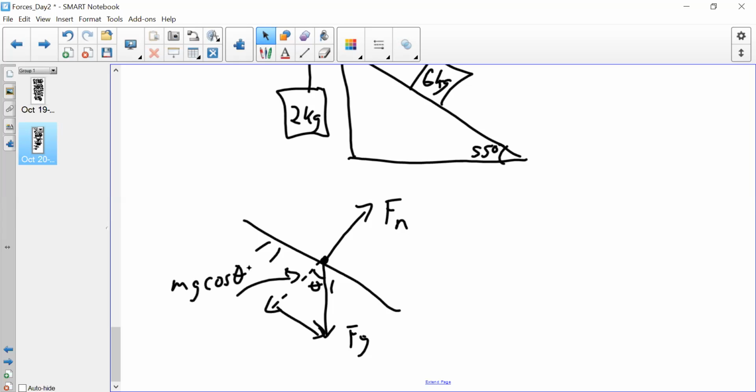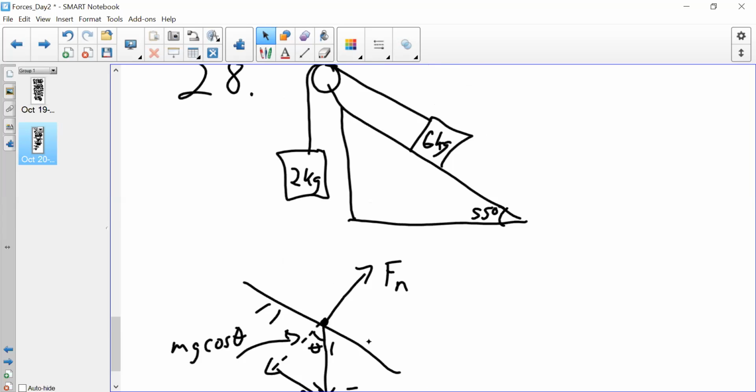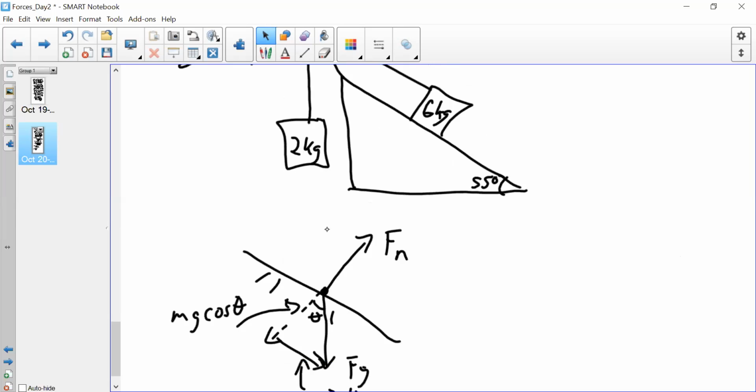mg cosine theta. mg sine theta, just like before. So you get into the rhythm of that thing. And now, here's the deal. If this was 6 over here, the system would accelerate towards the 6 because it's more massive. It's going to go down. But in this case, the system accelerates down the ramp. So if this was 6 and this was 2, then my acceleration would be going this way, and my tension would be going in the same direction as it.